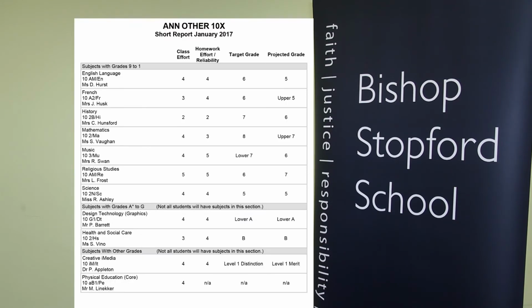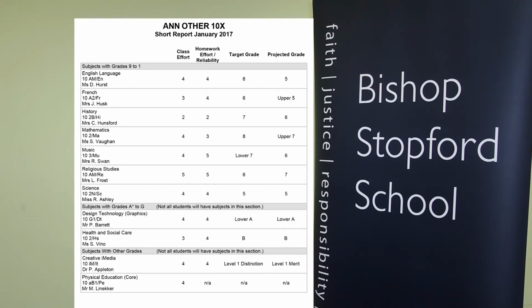What we want to do now is to look through a report and to see how those targets are reported to you and progress against them. This report will look very familiar. It's very similar to the report your son or daughter will have had in Year 7, 8 and 9. On the left-hand side, we have the subjects, the subject teacher, and the set that your son or daughter is in. We then have the 4 columns of data.